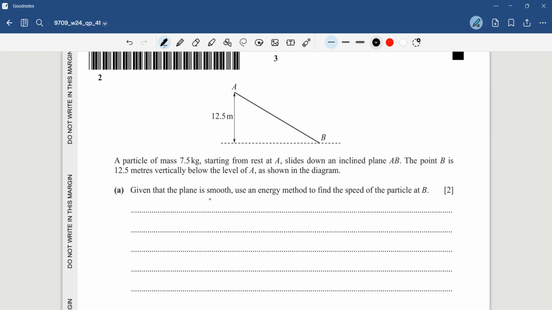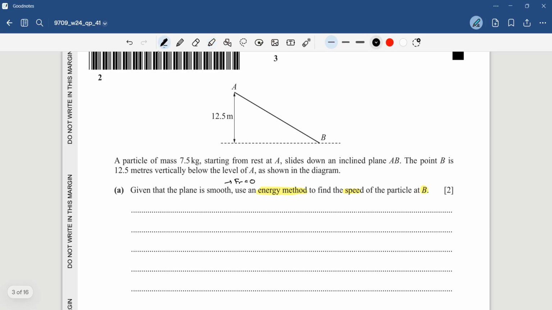Given that the plane is smooth, then the frictional force is equal to 0. Then use the energy method. The question is very specific about the method that you want to use. You have to use the energy method and find the speed of the particle at B.